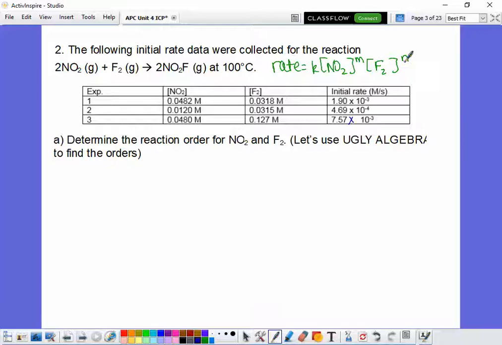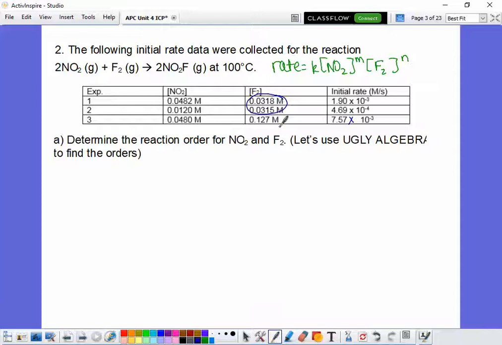Now, which one do we want to tackle first? Do we want to find the order for NO2 or the order for F2? It doesn't matter which one we find first. Okay, let's find the order for NO2 first. So we want to find 2 experiments where only the concentration of NO2 is changing and F2 stays roughly the same. So in which two experiments is only NO2 changing? 1 and 2. Because see how F2 is staying the same? It's roughly the same. So only NO2 is changing for those two experiments.